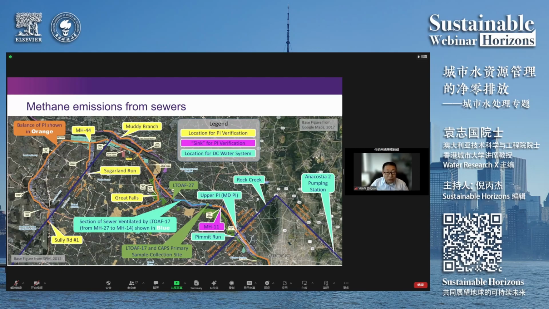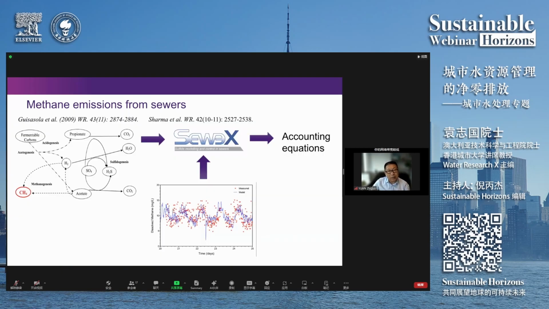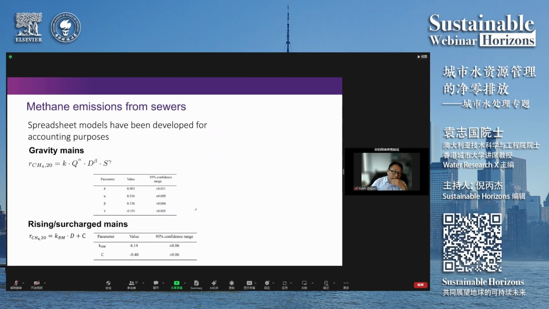So what we have tried to do was to come up with accounting equations to help IPCC to develop this emission factor calculation. What we did, we built mechanism models into one of the sewer network models. That's our own model, SUEX. Then we use the data we collected to calibrate the model, and then we use that model to produce a lot of data. And then we use that data to support the development of accounting equations. So basically, that's some sort of machine learning from data. That's the methodology. And this is what we have come up with.